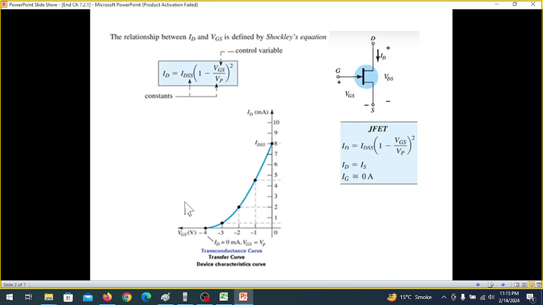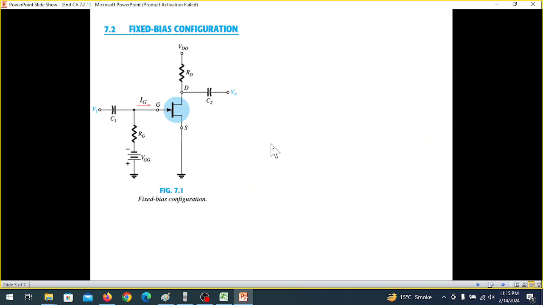Then another parameter that is discussed is the transconductance curve. Now this curve is called the transconductance curve. It is also called transfer curve, and it is also called device characteristics curve. This is between VGS and ID current. So ID and VGS. Now, just to recall what is fixed bias, this configuration is fixed bias.